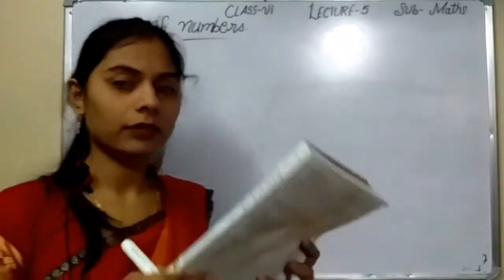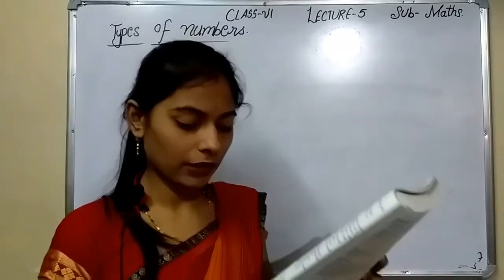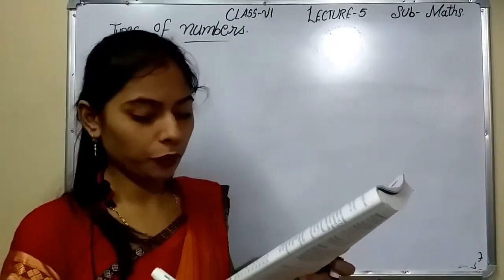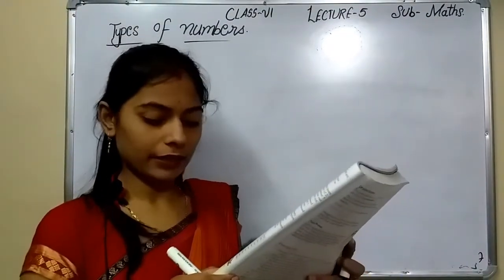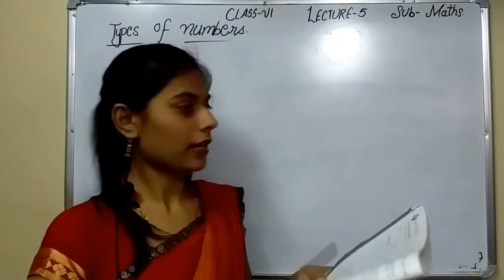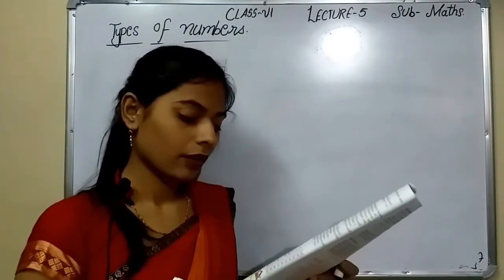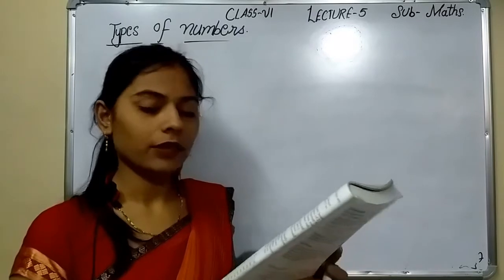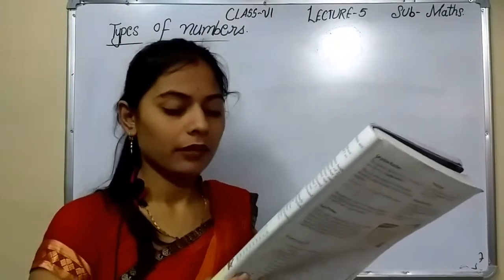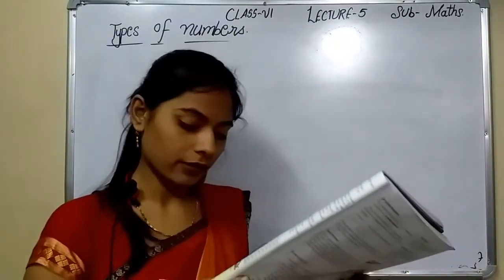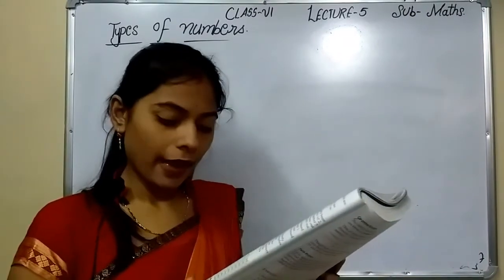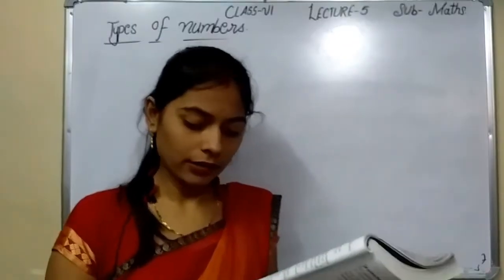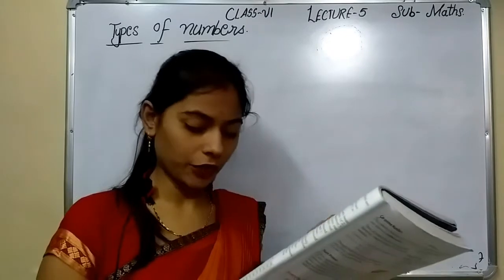Now say, remember some points given here. Numbers with only two factors, 1 and the number itself, are known as prime numbers, as we have studied here. Example: 2, 3, 5, 7, 11 and 13. Numbers with more than two factors are called composite numbers. Example: 4, 6, 8, 9, 10 and 12, that also I have explained here.